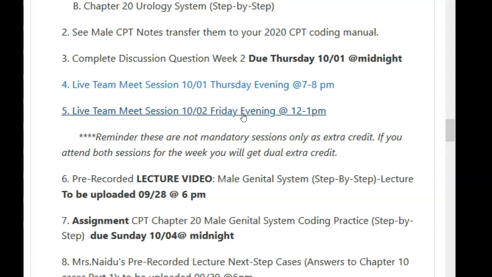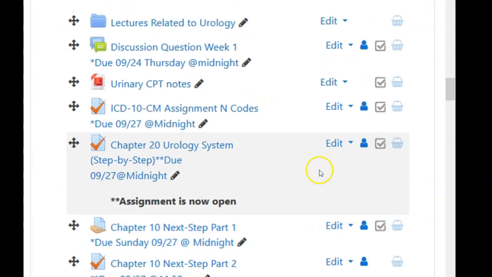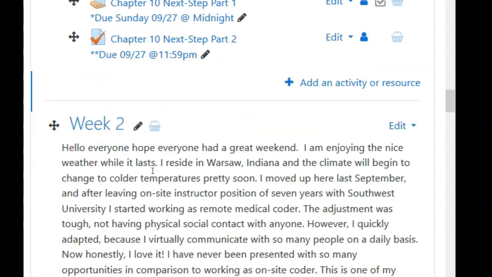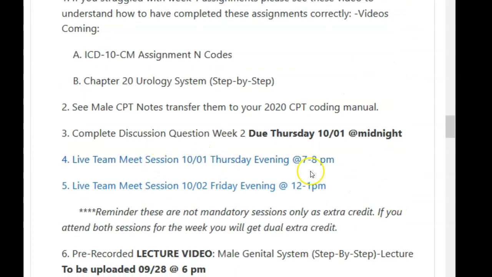Now, keep in mind that these are not mandatory. However, I will be offering extra credit. And if you attend both of them, I will give you dual extra credit. The way that I'm going to be giving extra credit is I'm going to give you 20 points towards your lowest grades that you did for that week. So those of you that attended this last live session, I'm going to be giving you, most likely in this assignment, an extra 20 points, because you attended the live session. So you could have approximately a total of 40 extra points if you attend, okay?